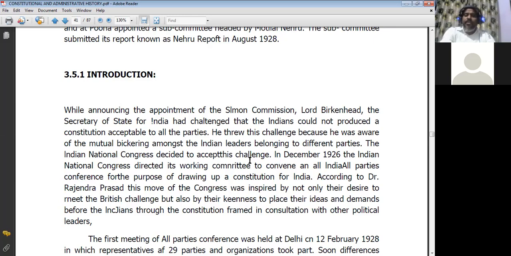In December 1926, the Indian National Congress directed its working committee to convene an all-India all-party conference for the purpose of drawing up a constitution for India. According to Dr. Rajendra Prasad, this move of the Congress was inspired not only by their desire to meet the British challenge, but also by their keenness to place their ideas and demands before the Indians through a constitution framed in consultation with other political leaders.